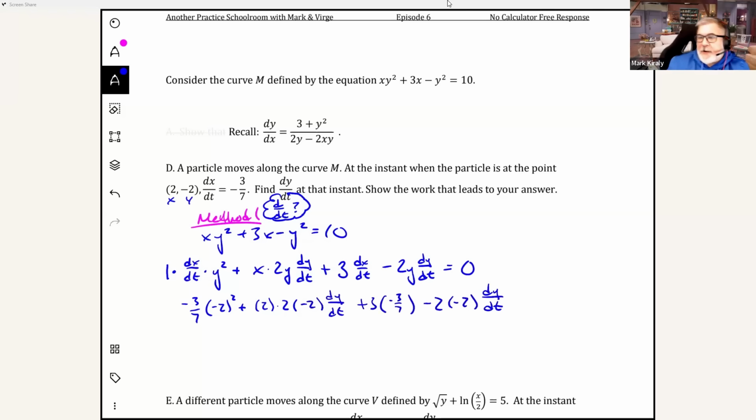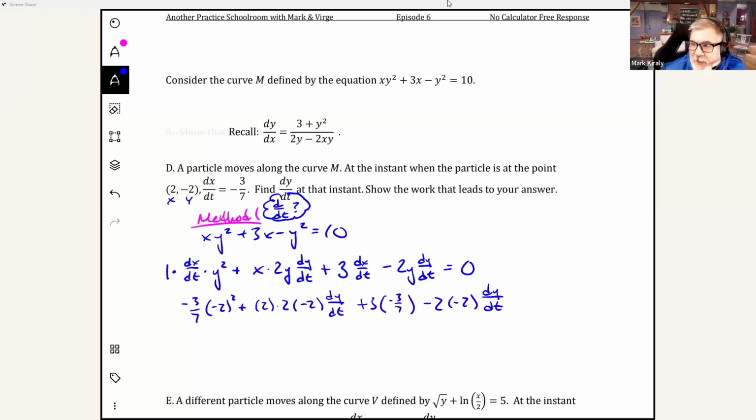And there is a lot going on here. I'm going to clean up a little bit. -2 squared sounds like 4, and 3 over here. So that's going to be 7 times -3/7. This is not the way most of you would do it, but I'm running out of space. So, and I forgot my equals 0.